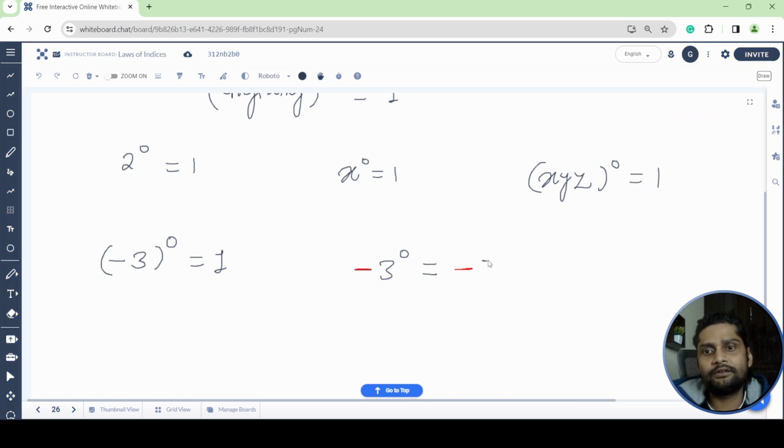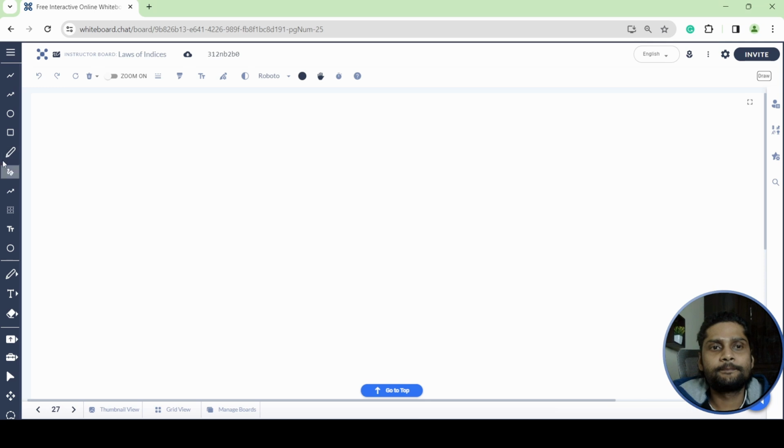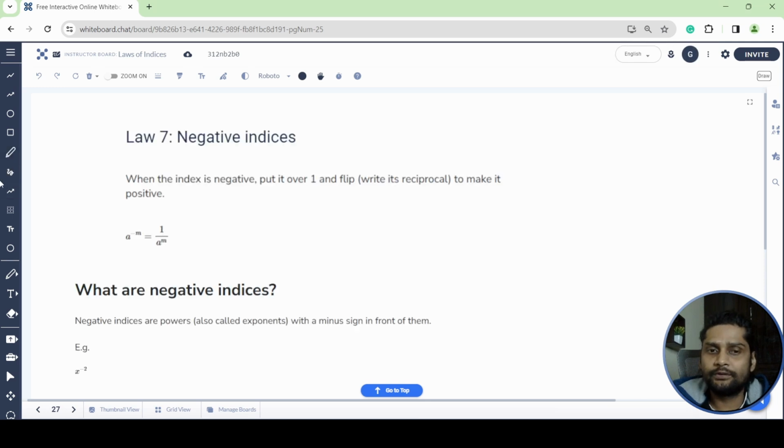So that's gonna be negative 1 this time. So this thing you need to take care of. If the negative sign is kept outside of the parentheses, you have to keep it as it is. But if it's as a whole power of 0, that's still gonna be 1 only. Simple. After that, we have the next rule that is called negative indices.